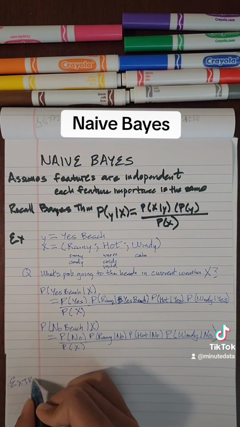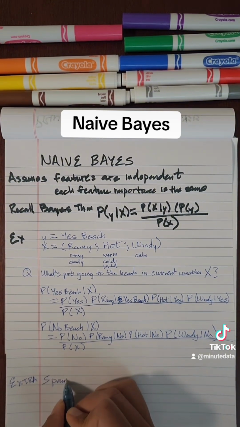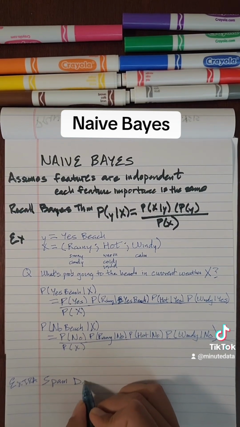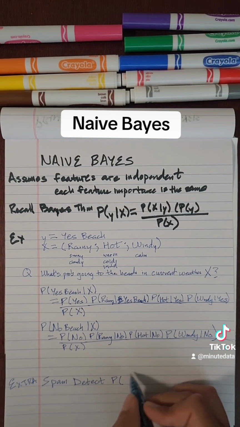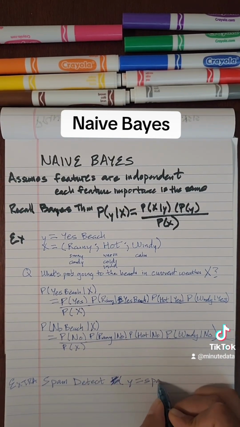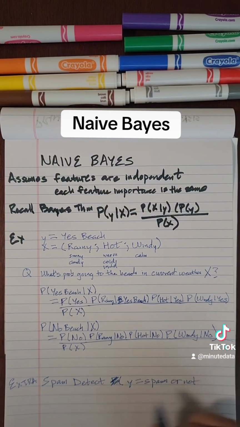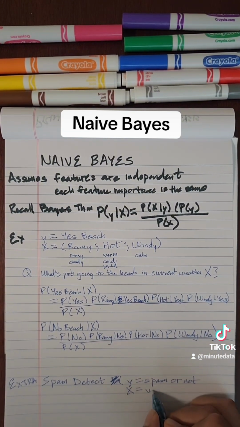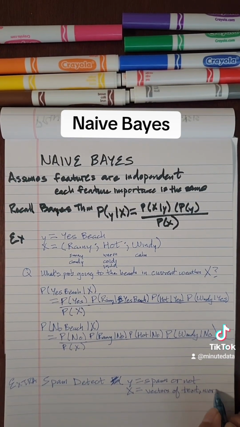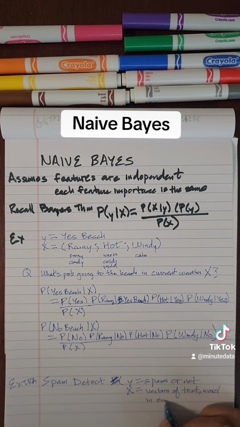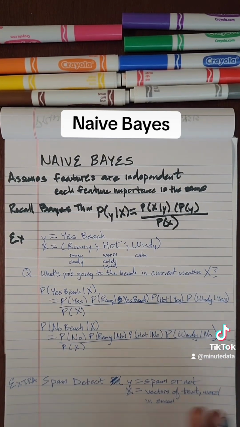This is also something you could use for, say, email spam detection, where you can calculate the probability of spam or not. And your X may contain a vector of words, the words that are in your email. And that's a short example of naive Bayes.